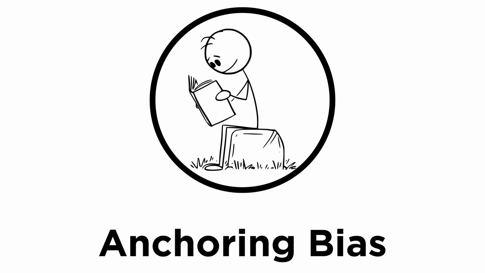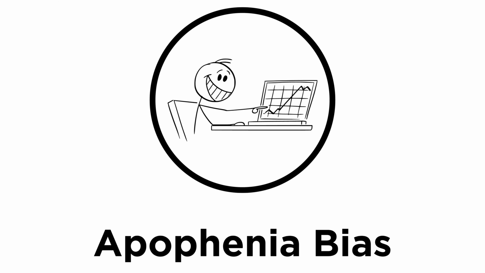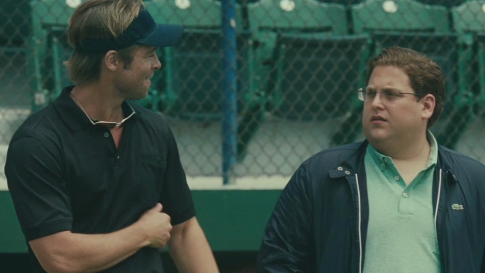Anchoring bias is a reliance on the first piece of information you encounter when making a decision, even if it's irrelevant or arbitrary. Apophenia bias, hope I said that right, is seeing meaningful patterns or connections in random or meaningless data. This is the opposite of Moneyball.